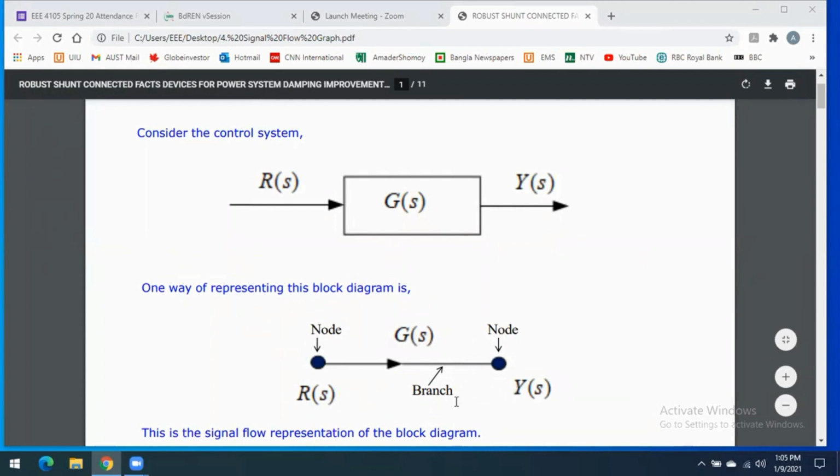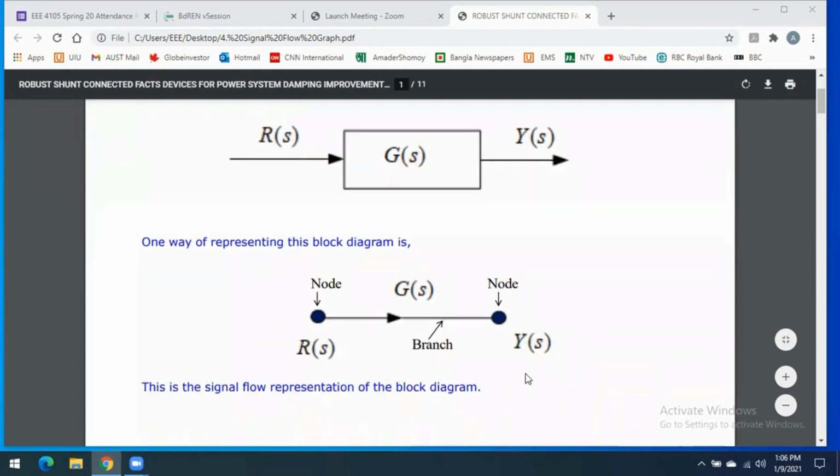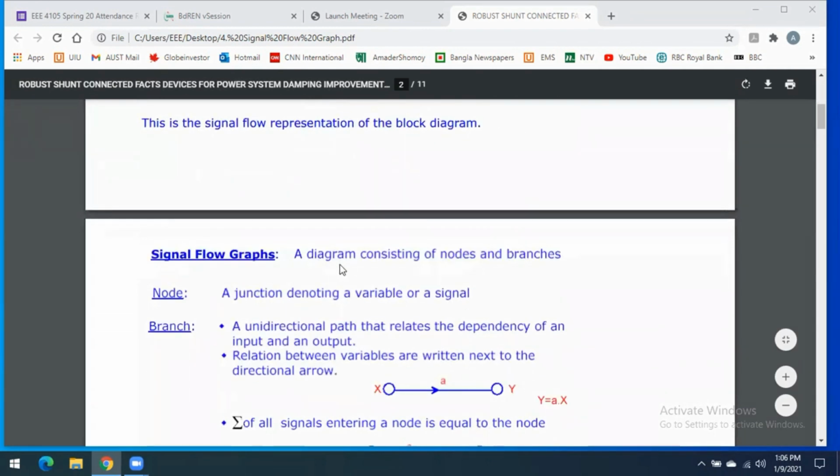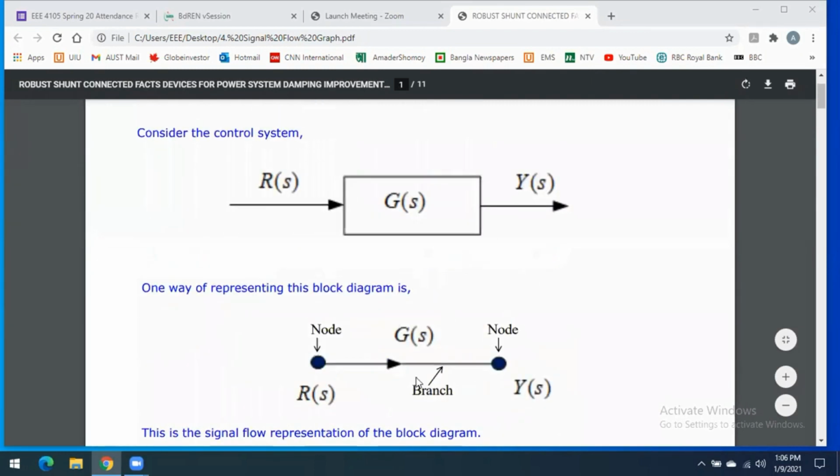What is this? As I told you in the definition, a signal flow graph contains branches showing the transfer function, and the branches are directed branches, just to show how the signal is flowing. And these are nodes. So this is the input node, and this is the output node. And this is a branch. This is the way we say, and I gave you a formal definition also: a signal flow graph is a diagram consisting of nodes and branches. So this is the signal flow graph for this system.